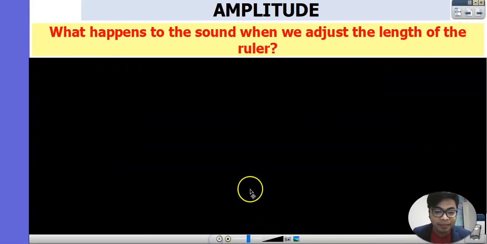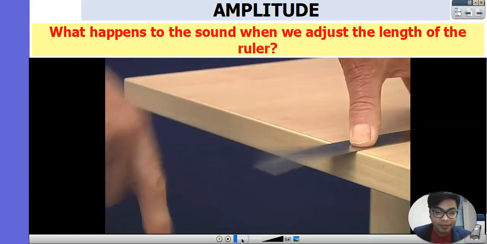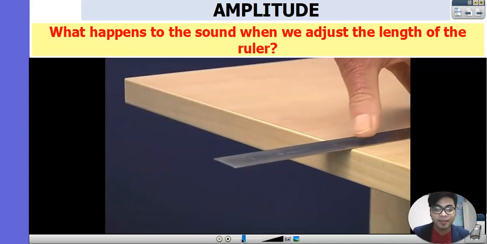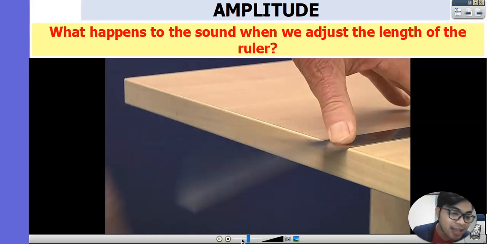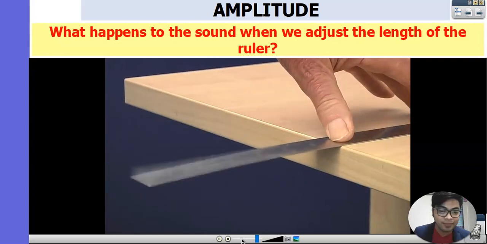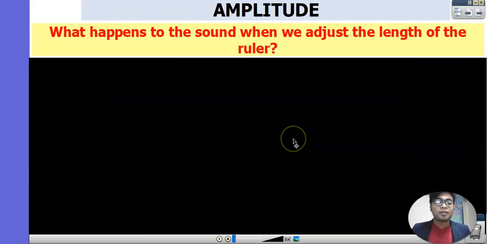So let's repeat it one more time. This one is the shorter, and we increase the length, and we keep increasing the length, and try to listen to the sound. Alright, so the question here is, what happens to the sound when we adjust the length of the ruler? Granting that we use the same force, the loudness tends to be the same, so what happens to the pitch? Please let me know in the comment section below, or send me a message about that. I'm really interested in what's going on in your mind.